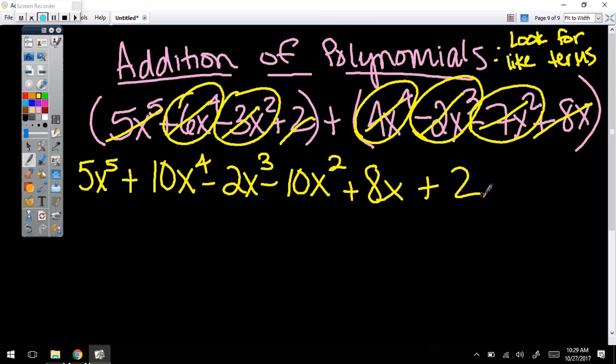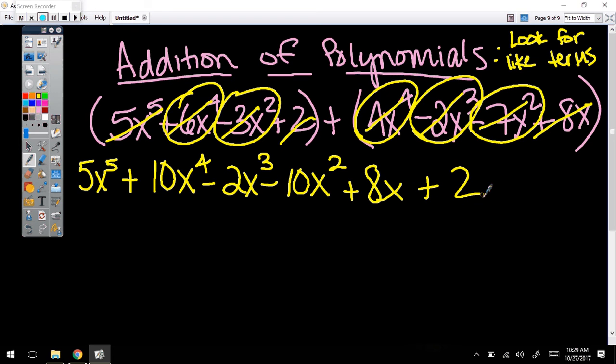Does that make sense? Yes. You don't solve it at all. Leave it like that. You never solve unless you see an equal sign in the problem and it says solve. This whole chapter is about combining like terms, stuff that's alike.